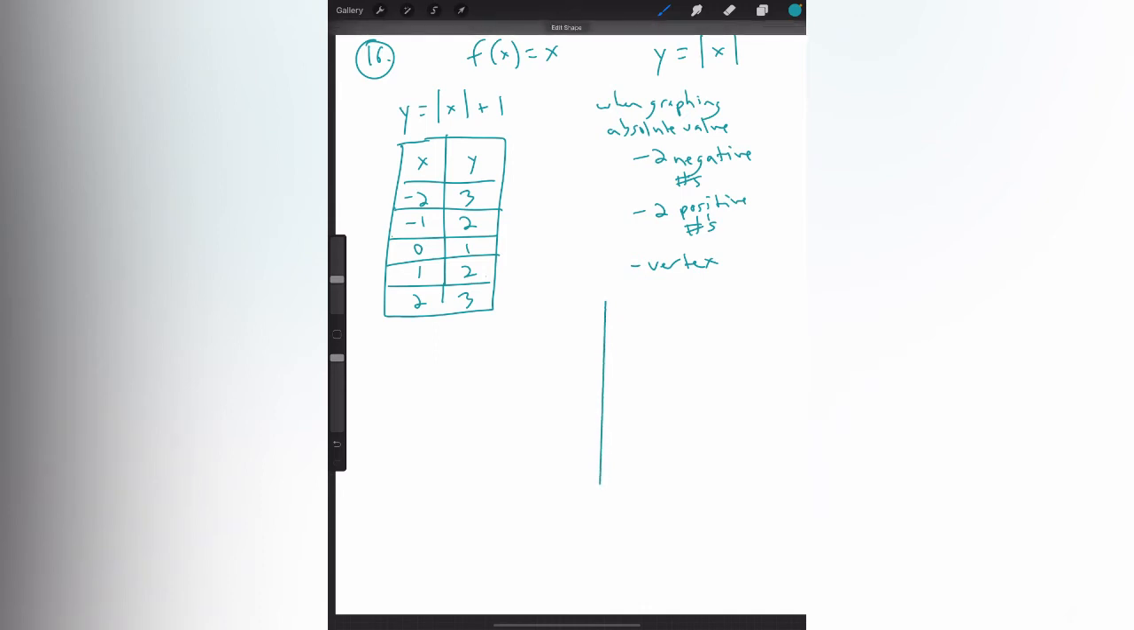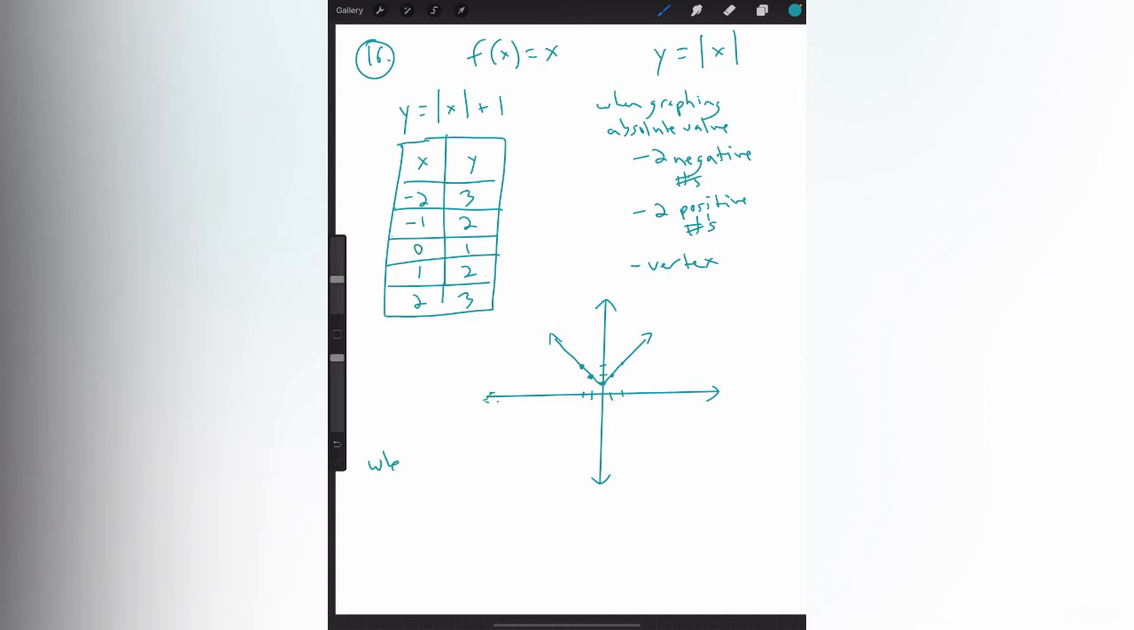Okay? So if I wanted to graph this, I'll go ahead and draw my line, and I'll draw another one here. And I'm going to plot my points. Negative 2, went up 3, 1, 2, 3. And we had negative 1, up 2. 0, 1. And 1, 2, and 2, 3. And if I were to draw a line here, it goes through my points. Notice that we have a V shape.